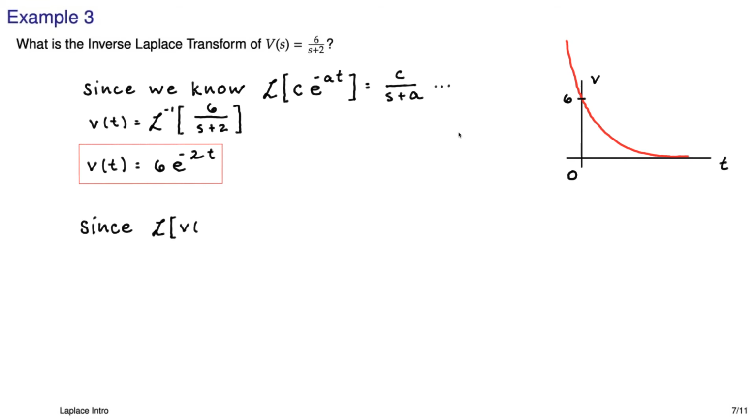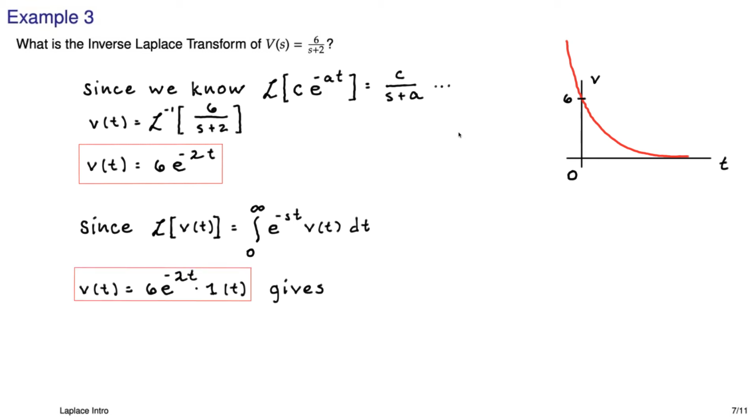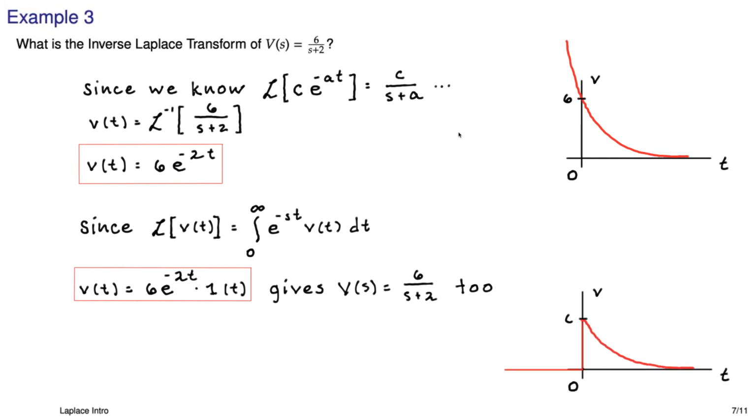Well, here's an interesting thing. Since the Laplace transform is defined as being an integral from 0 to infinity, we don't really care what happens to v of t for negative time. So another solution for v of t would be this, where we take 6 e to the negative 2t and multiply it by the unit step function. And here the unit step function is playing the role of annihilating v of t for negative time. And here is what that function looks like, where for negative time it's just 0.